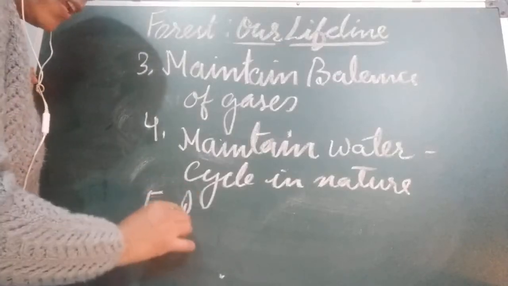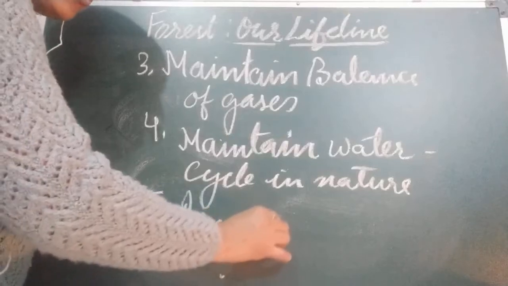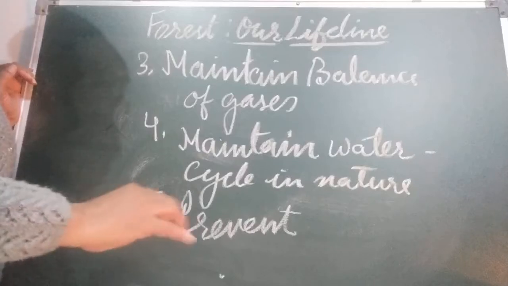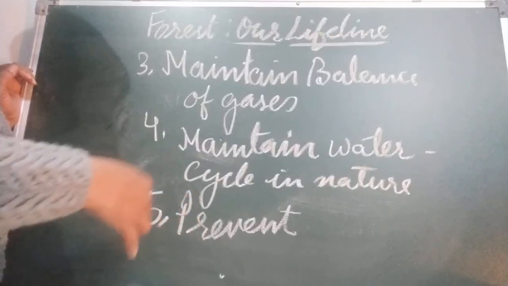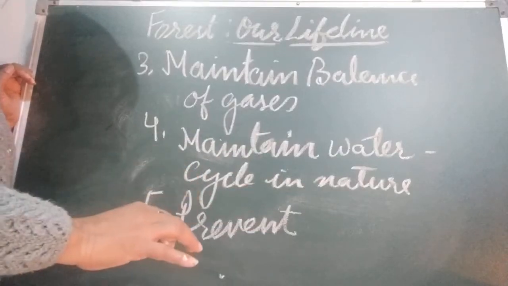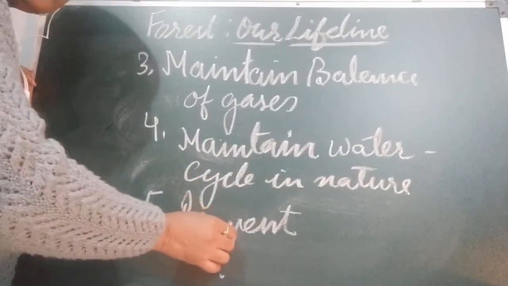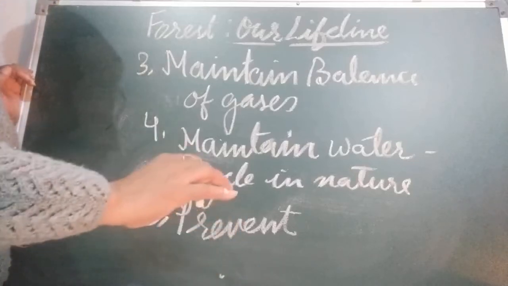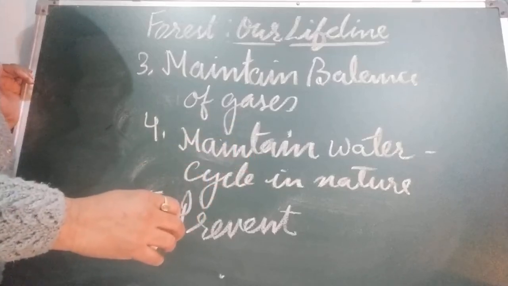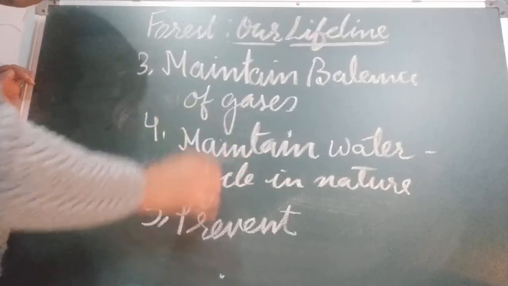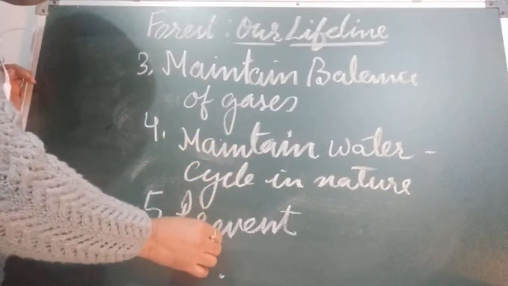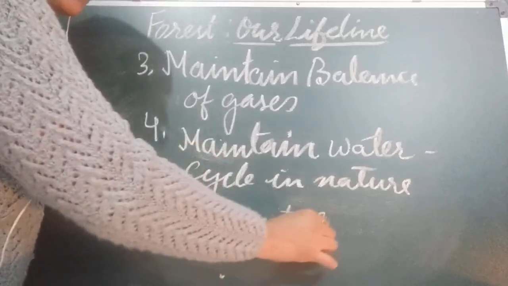Now next is our next importance. It prevents soil erosion. What is, children, soil erosion? The removal of fertile soil from one place to other place by heavy winds and water, heavy rainfall. So it means fertile soil shifts from one place to other place, it gets wasted. So if we grow plants over there, that is going to prevent soil erosion.